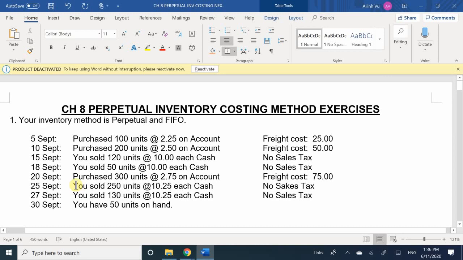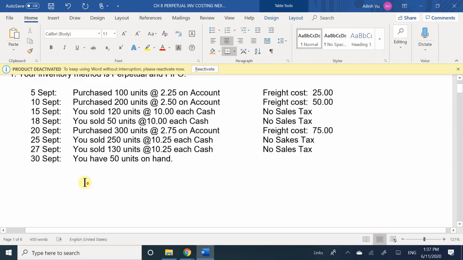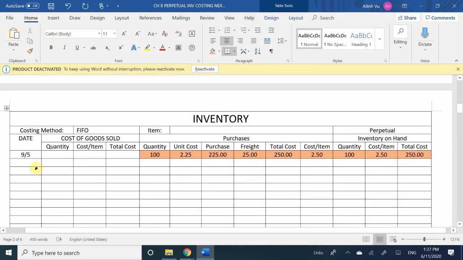We purchased 200 more at $2.50. And freight is how much? 50. So here we're going to recognize that on 9/10, September 10th, we purchased 200 more items at $2.50, and my freight was $50. So what is my purchase price? 500. Yes, it is $500.